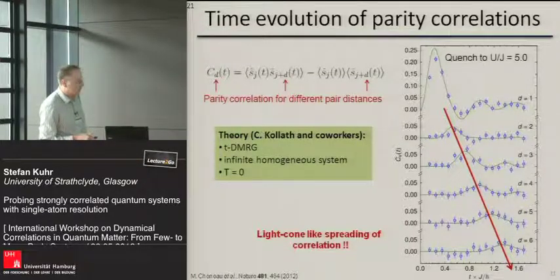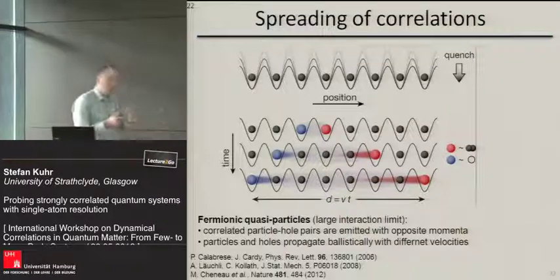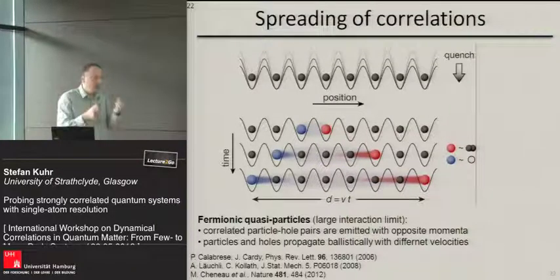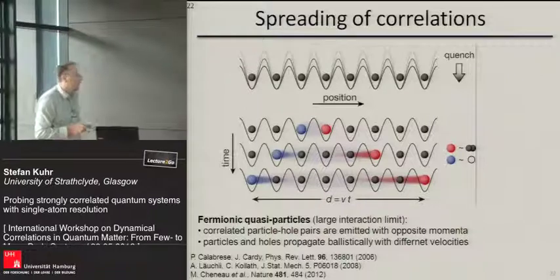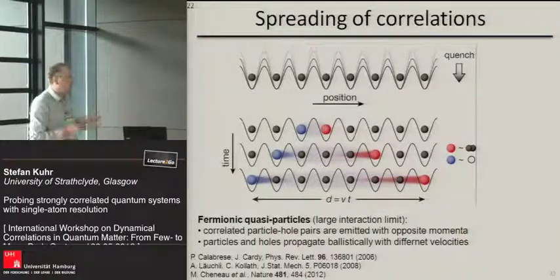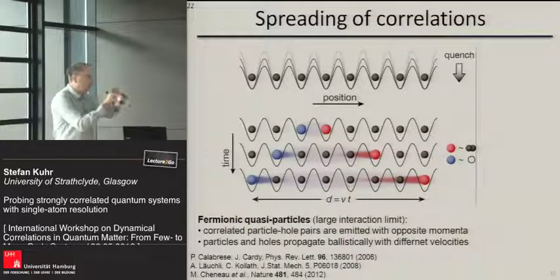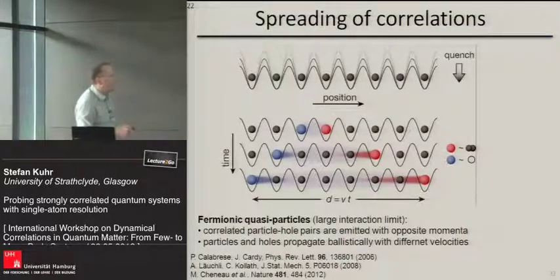This is the green curve, and our theory colleagues even came up with a more sophisticated model to understand what's happening after these parameter quenches. Basically, after the quench, the system is excited, and fermionic quasi-particles emerge everywhere from every single lattice site, and these fermionic quasi-particles are correlated particle-hole pairs, and they're emitted with opposite momenta. That's visualized here.